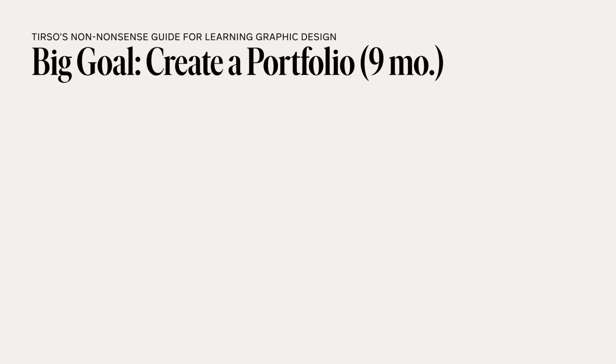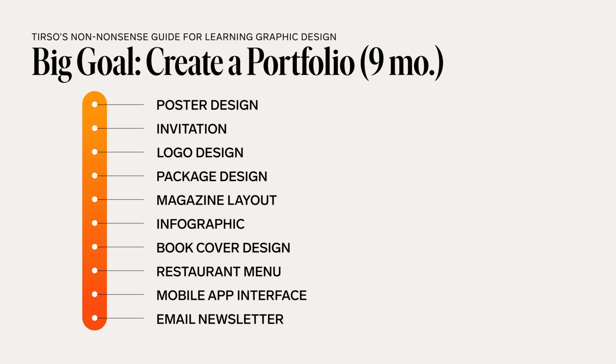Let's do one more example. The big goal this time is to create a portfolio in 9 months. Again, we want to be specific and list what those projects are.